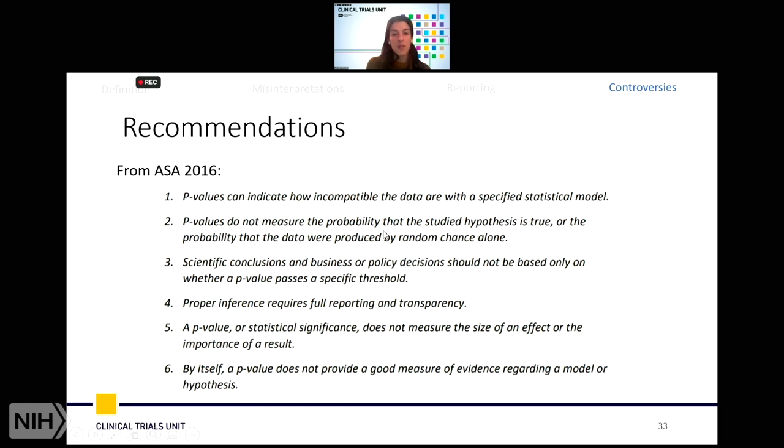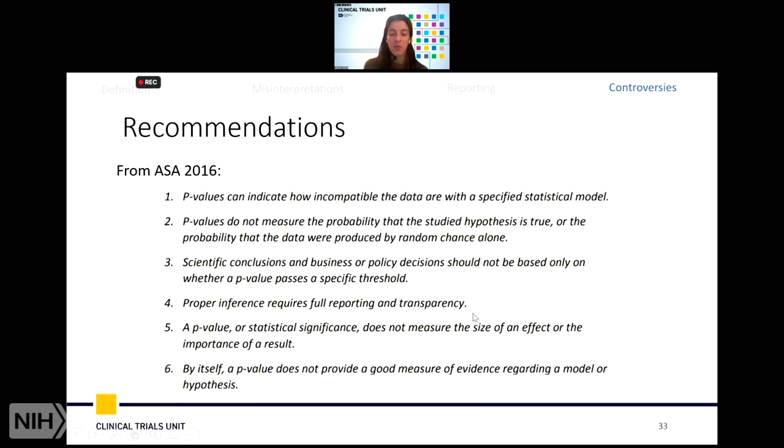P-values do not measure the probability that the studied hypothesis is true, or the probability that the data were produced by random chance alone. So we've talked about those misinterpretations. And this goes back to the question we had earlier, scientific conclusions and business or policy decisions should not be based only on whether a p-value passes a specific threshold. So that goes to everything we talked about earlier, in terms of really that one statistic is not going to help you decide how to move forward. It's information, just as much information as the mean, just as much information as the number of people you've had. It's just information. And putting too much weight on this is what's really damaging.